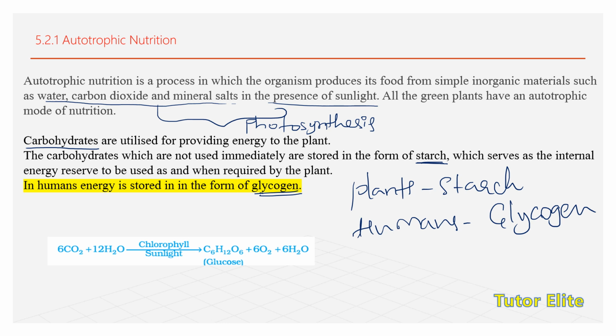Okay, so here is a reaction. 6 molecules of carbon dioxide and 12 molecules of water, in the presence of sunlight, with chlorophyll responsible for the green color, form glucose. Then 6 molecules of oxygen and 6 molecules of water. So just check and comment in the comment section, is this a balanced equation?